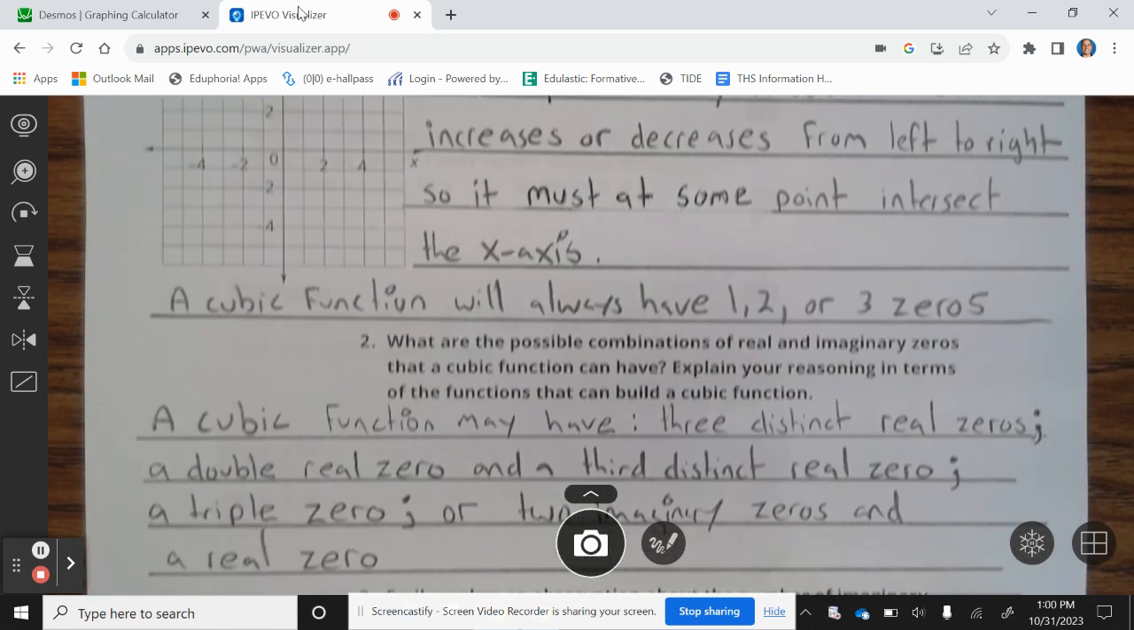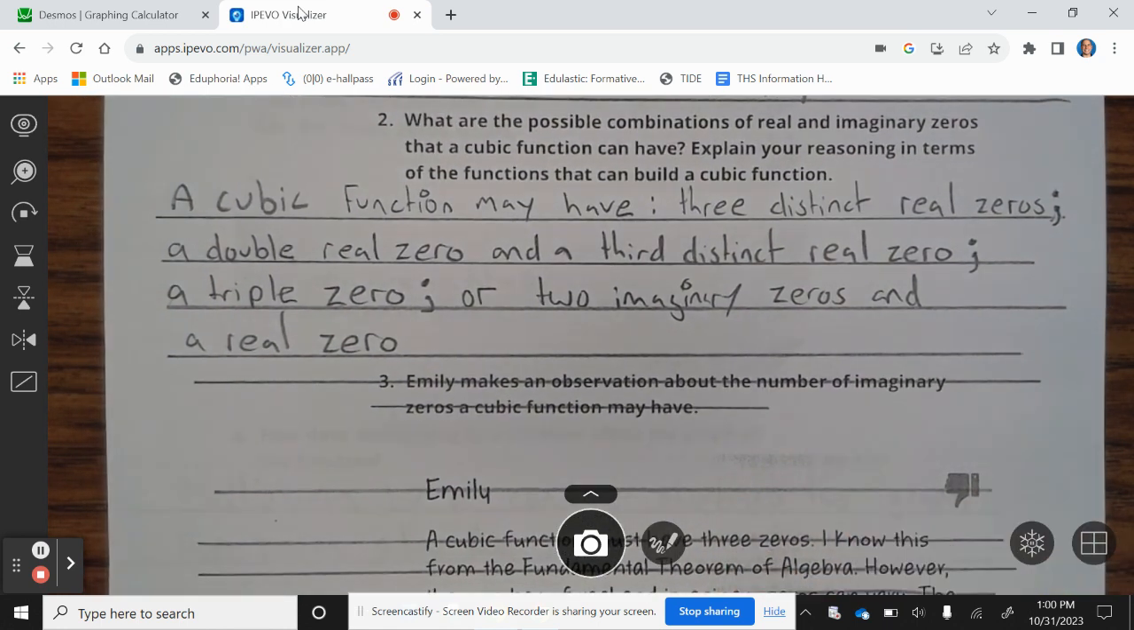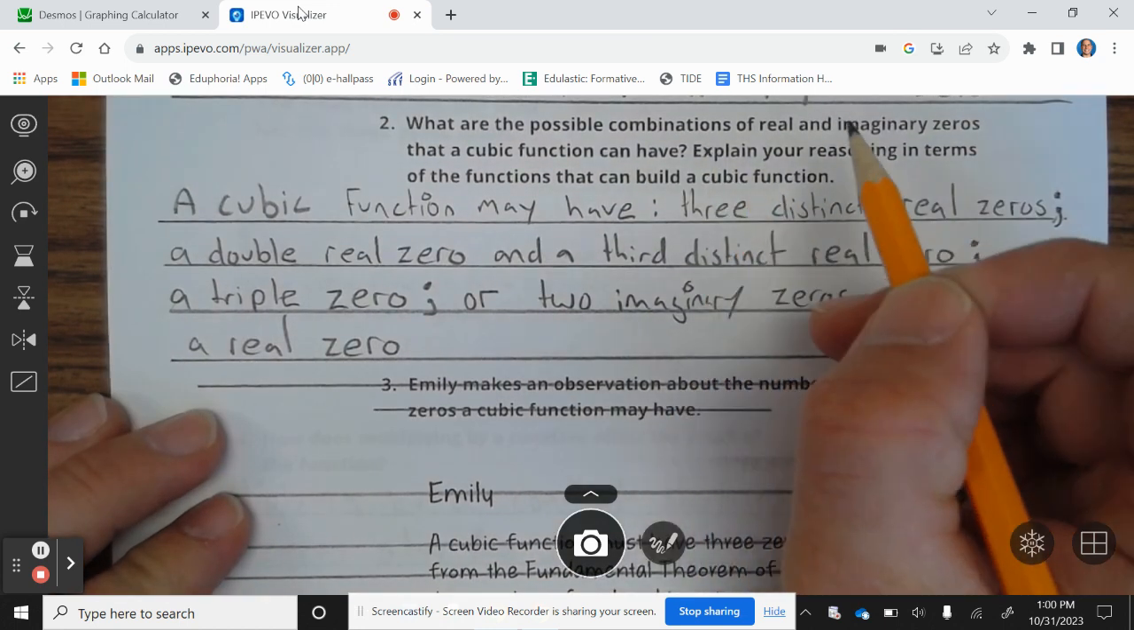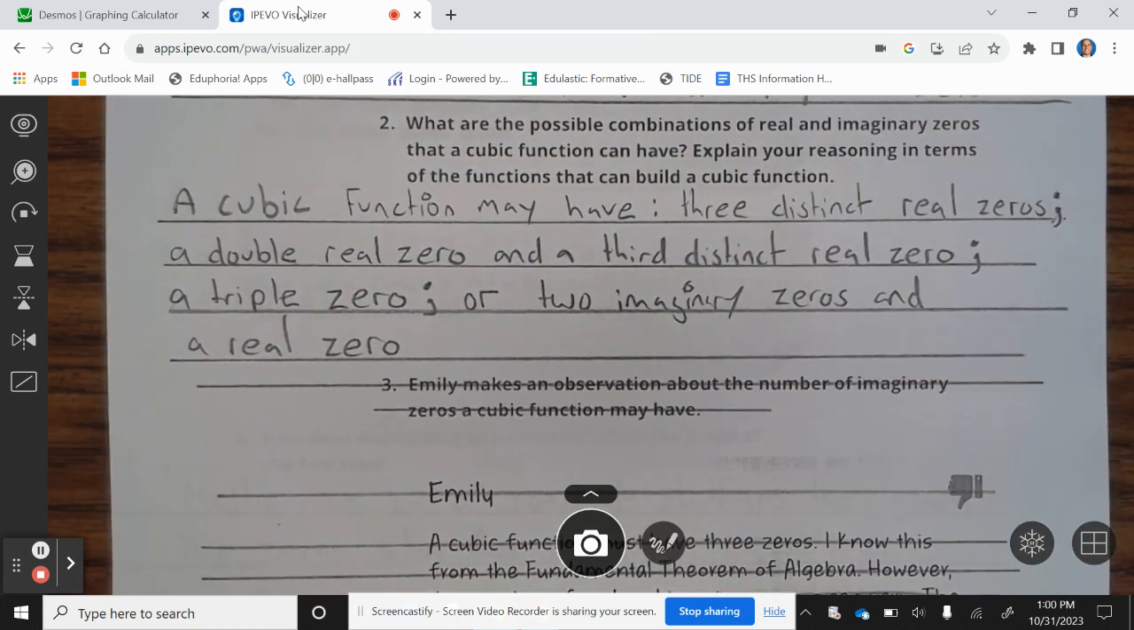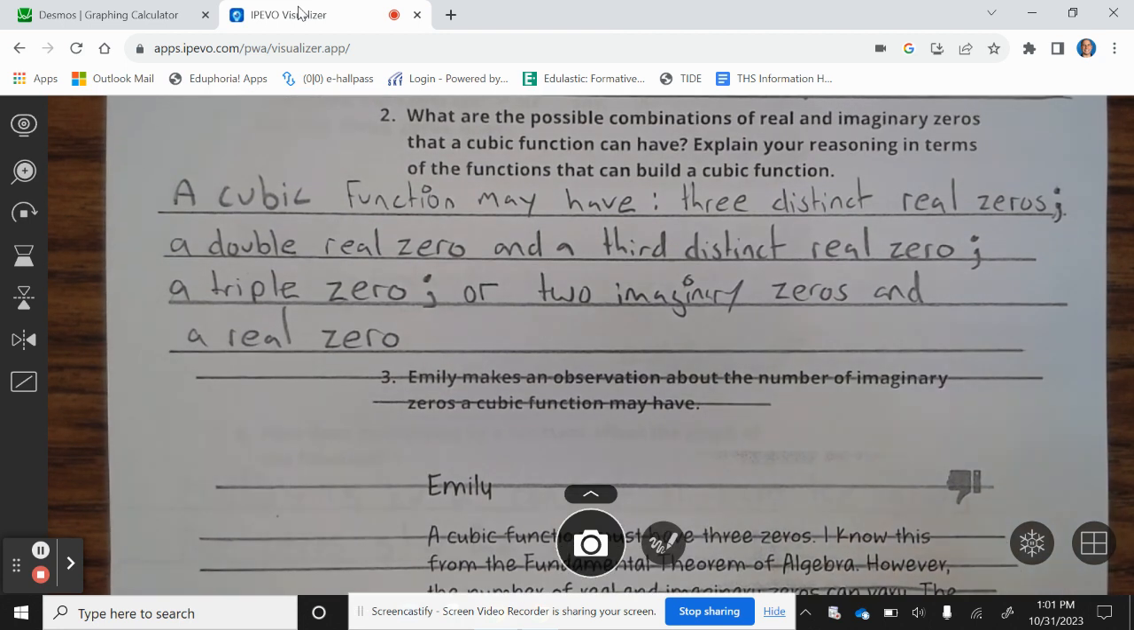All right, let's take a look at number 2. What are the possible combinations of real and imaginary zeros that a cubic function can have? Explain your reasoning in terms of functions that can build a cubic function. A cubic function may have 3 distinct real zeros, a double real zero and a third distinct real zero, a triple zero, or 2 imaginary zeros and a real zero. All right, go ahead and finish up 2 and mark out 3.